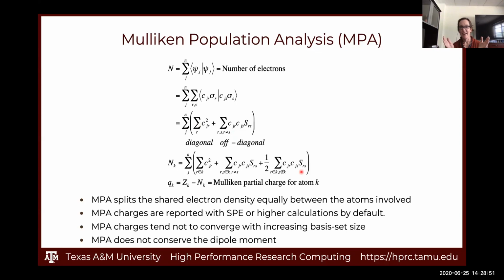And the problem with it is that splitting the electrons, the density equally between two atoms is not a really realistic description because these bonds are polar, okay? So while this is a nice simplified scheme and it gives you something to work with, it's not really the best way to think about assigning partial charges, okay? So you don't want to look at absolute values of these partial charges. You want to look at trends for the partial charges, okay?